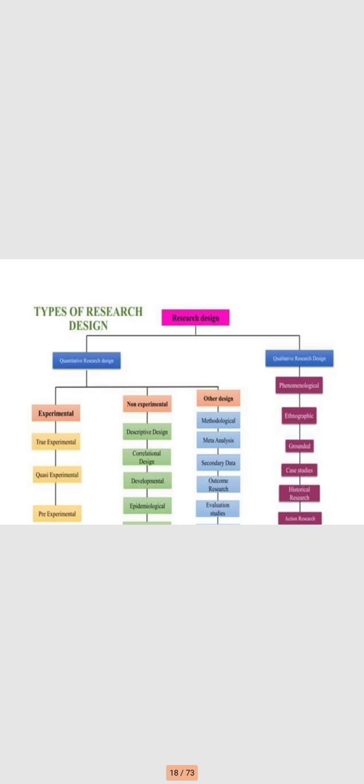Types of research design. There are two types, quantitative and qualitative. Quantitative can be further divided into types: experimental, non-experimental, and other designs. First is experimental: true experimental, quasi-experimental, and pre-experimental. Non-experimental: descriptive design, correlational design, developmental design, and epidemiological.